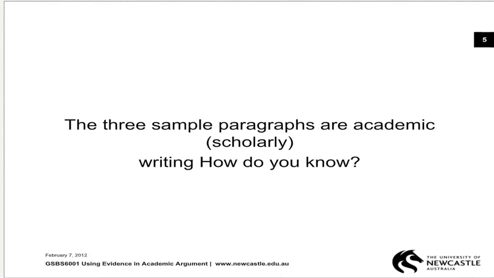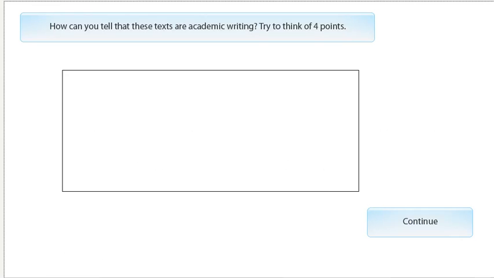If you answered true to the previous question, well done. The example paragraphs were indeed academic writing. But what aspects of these paragraphs tell us that they are academic writing? Now I'd like you to write the aspects which you think show us that these texts are academic writing in this box.